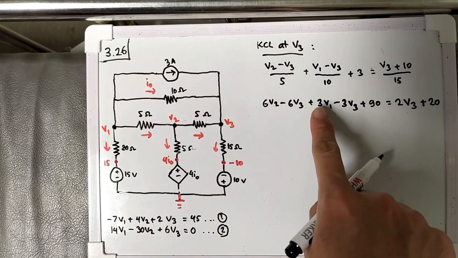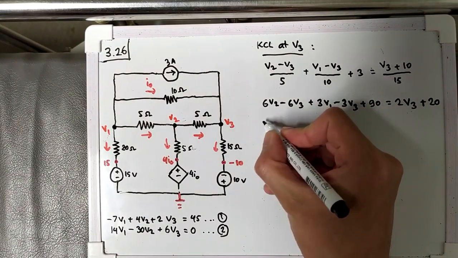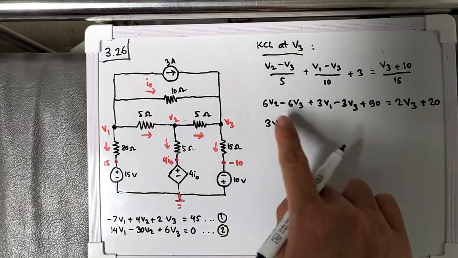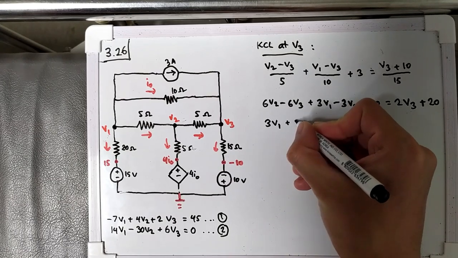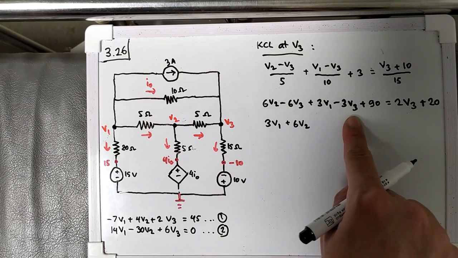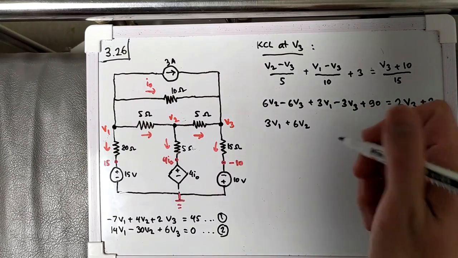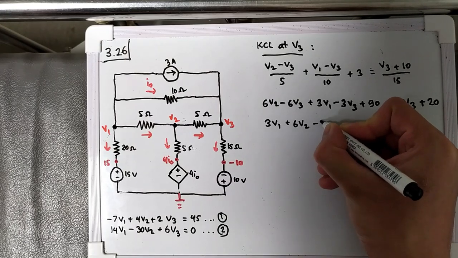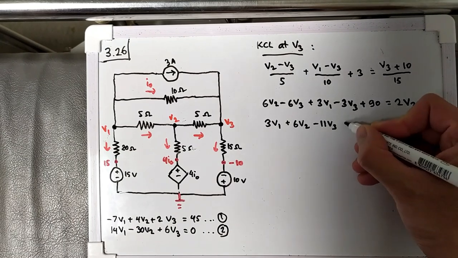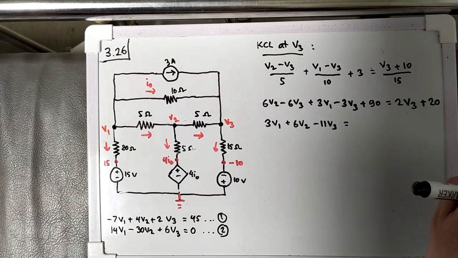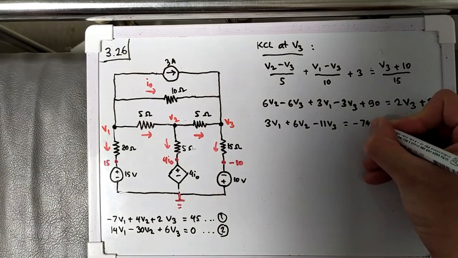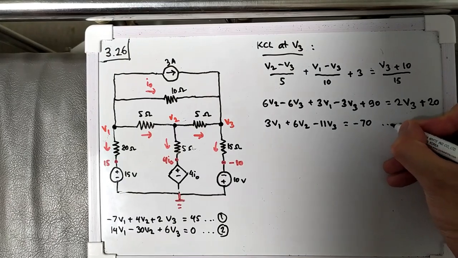And what can we do here? So for V1, I will have 3 V1. For V2, what can we do here? We only have this 6 V2. And for V3, we will have minus 6, minus 3, we get minus 9. Minus 9, minus 2, that's minus 11. And then I will move the 90 to the right hand side, so we will have 20 minus 90, it's minus 70, and we got our third equation.